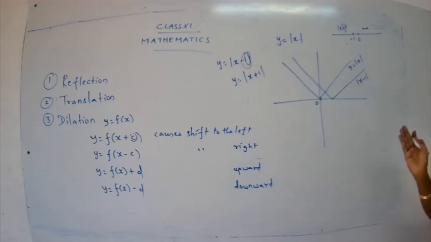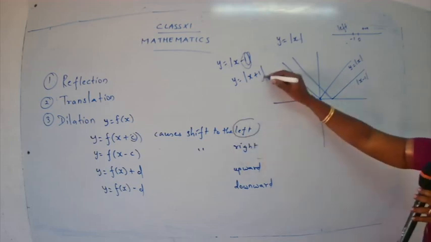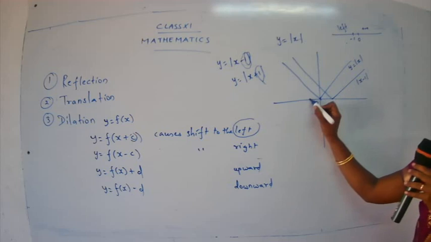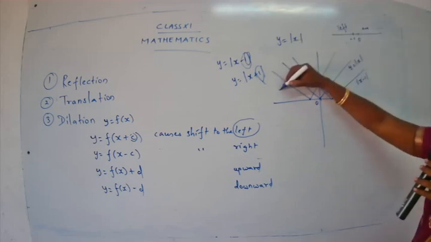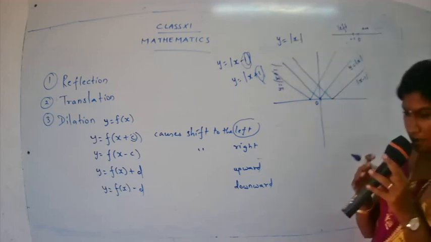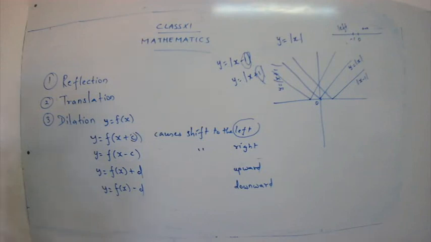Okay, children, so plus 1 means where are you going to move? You are going to move towards the left, for how many units? 1 unit. Yes, so it will be somewhere here. So it's like this, and this is y is equal to mod x plus 1. I hope the figure is clear to you. That's why I say the definitions are important. If you are clear with the definitions, we are able to plot our graph directly without plotting any points. Okay, children, so let's study the rule.